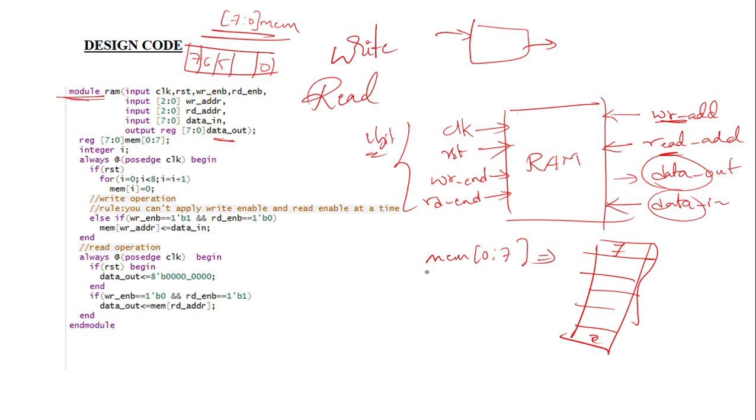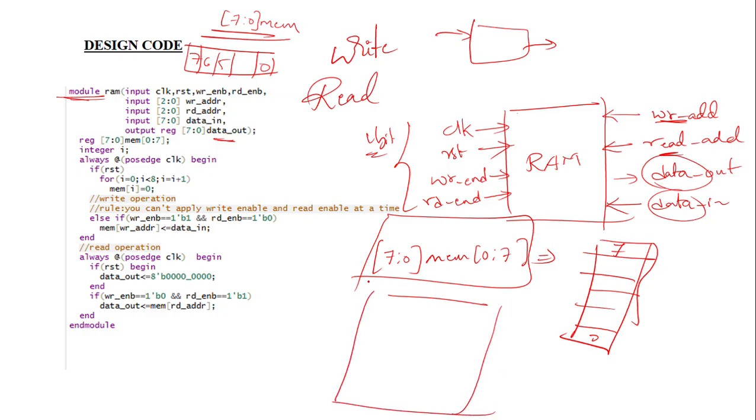So what is the meaning if you write it like this? It has 8 memory locations, 0 to 7, and each memory location contains 8 bits of size. That is the meaning of this range [7:0] mem[0:7]. I think it's clear. So next, integer.